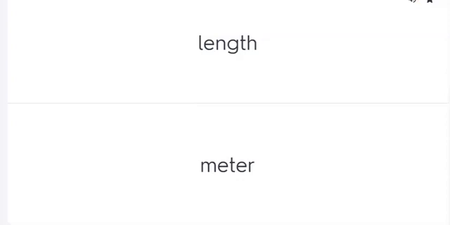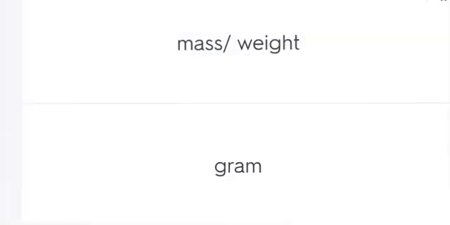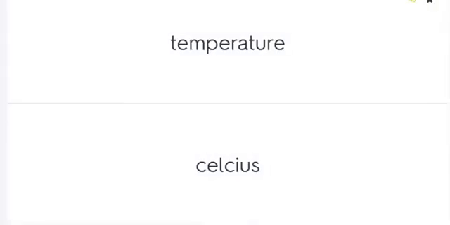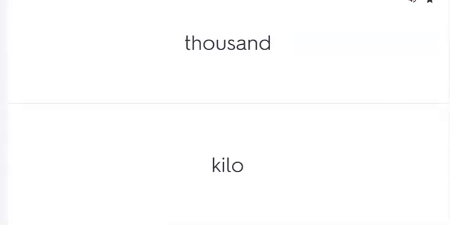Length, meter. Volume, liter. Mass/weight, gram. Temperature, Celsius. 1000, kilo. 1000, milli. 100, centi.